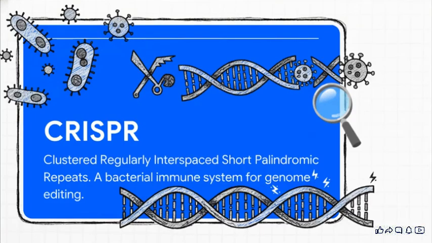CRISPR sounds like something straight out of a sci-fi movie, but its origins are actually ancient and bacterial. The name itself is a mouthful, clustered, regularly interspaced, short palindromic repeats. But all it really is, at its core, is a defense system that bacteria evolved to find and literally chop up the DNA of viruses that were trying to attack them. And scientists had the brilliant idea to harness that system for our own purposes.